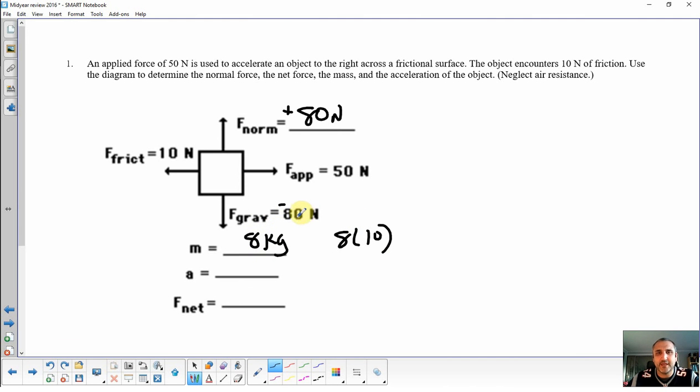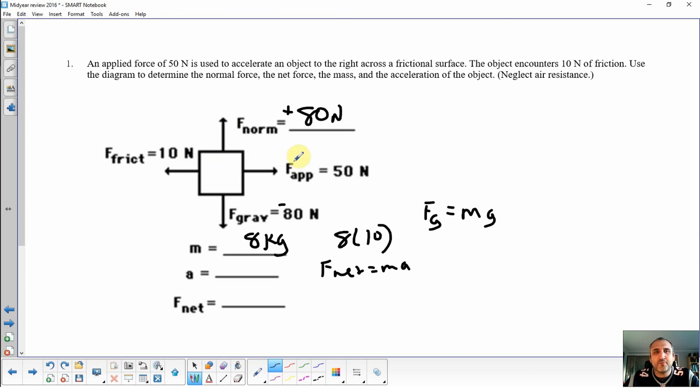8 times 10 equals 80. Right? So in order to get the Fg, you multiply the mass times the pull of gravity. And this is sort of an application of Newton's second law. The acceleration is gotten by remembering that F net equals ma. Well, we can't get a without knowing what the F net is. If the normal force is 80 and the gravitational force is negative 80, the net force in the y dimension is going to be 0.